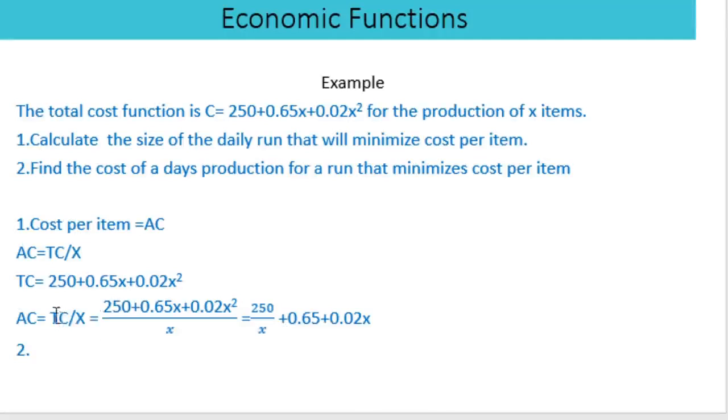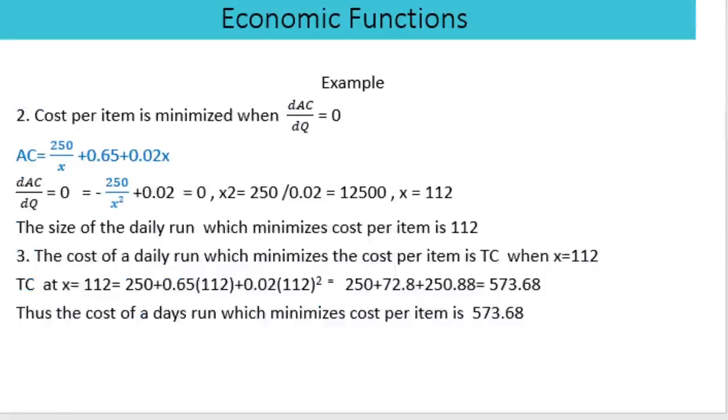That is, AC equal to, this total cost function divided by x, that will give 250 by x, plus 0.65 plus 0.02x. This is the average cost function. Cost per item is minimized when d by dx of AC equals 0. We apply the two conditions.